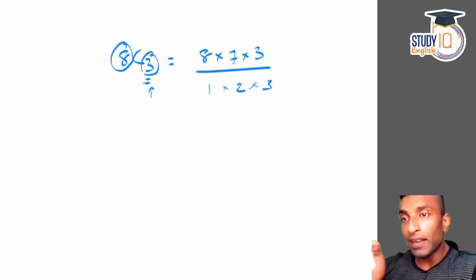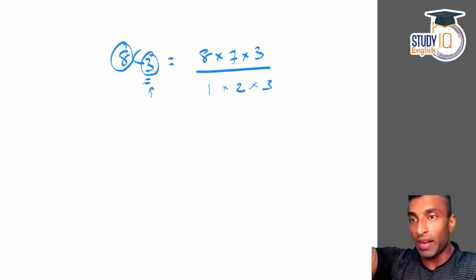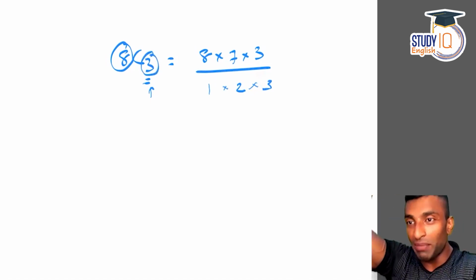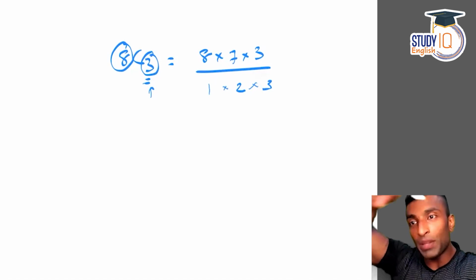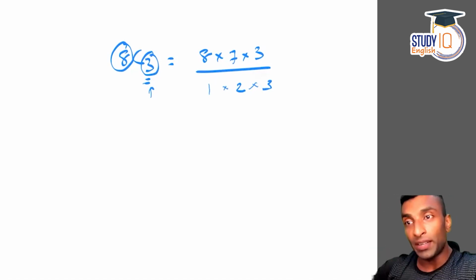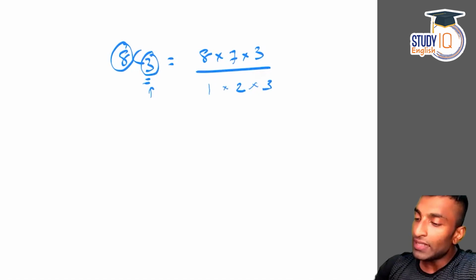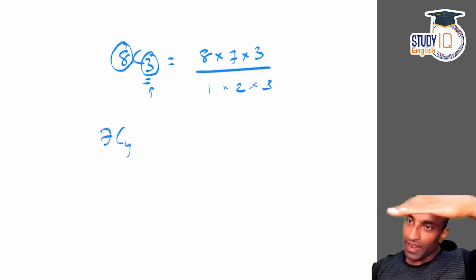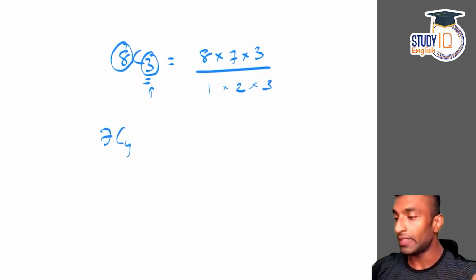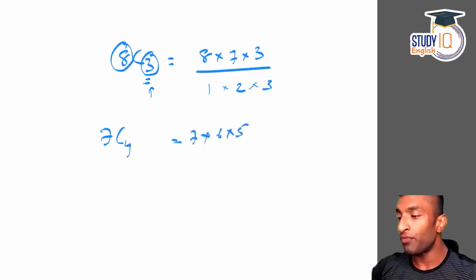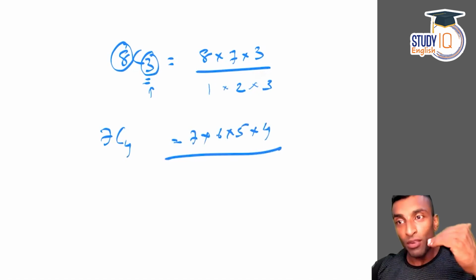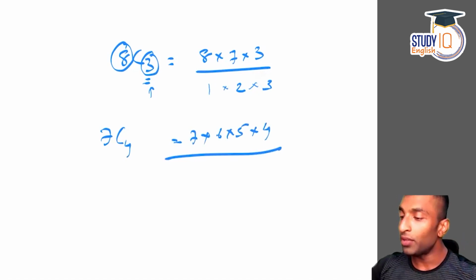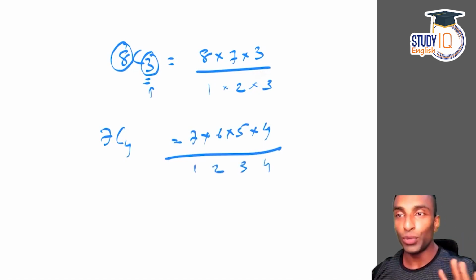If it is 3, take 3 previous terms from 8. That is the numerator. 8 is at the top. That is how you can remember. So top 8 and previous 3 terms. Below, 3 terms, first 3 terms. What if it is 7C4? See, 7 at the top. So 7 and previous 4 terms, like 7, 6, 5, 4, divided by 4 factorial, or 1, 2, 3, 4. If you do this, you will get it.